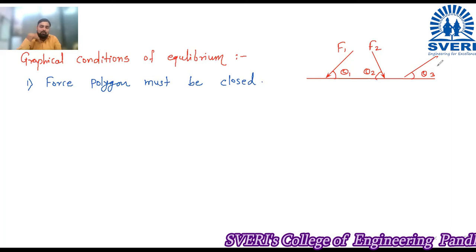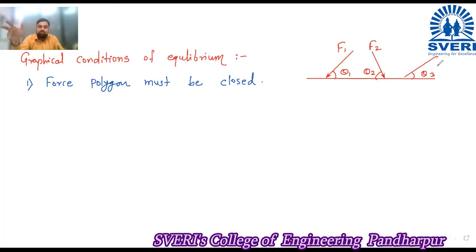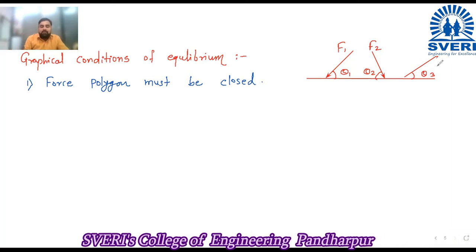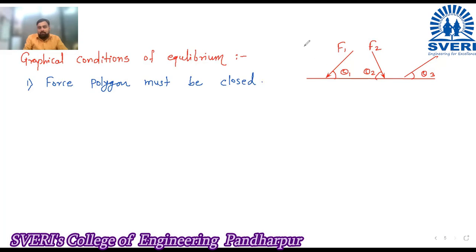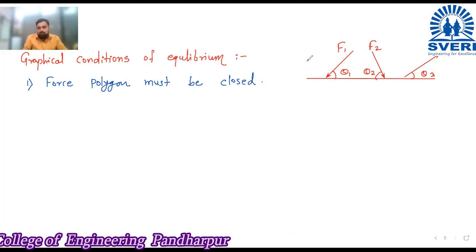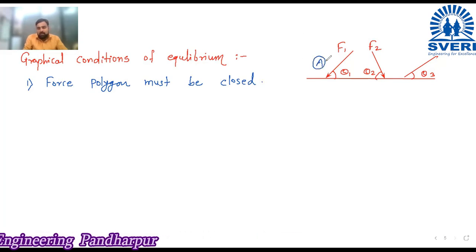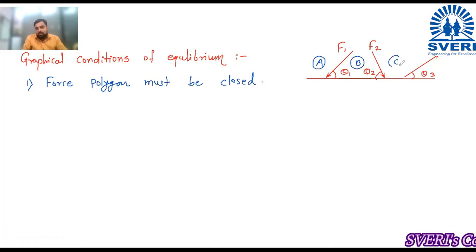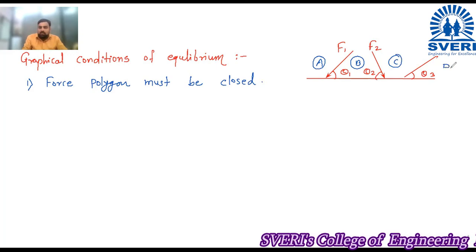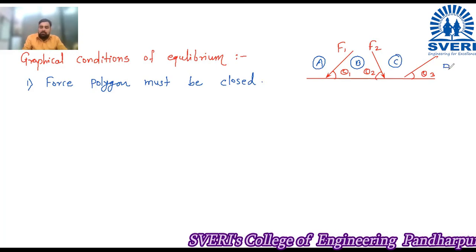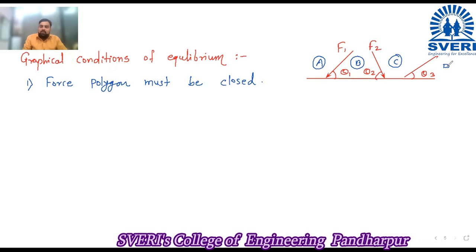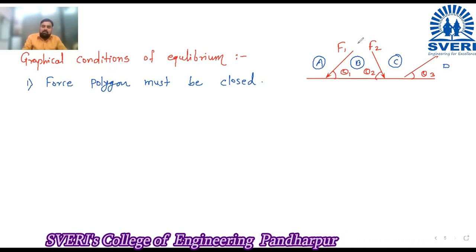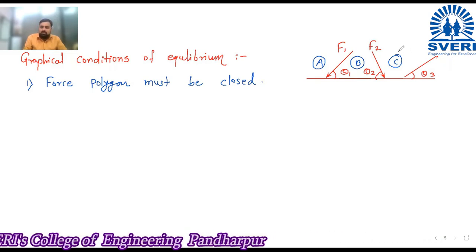Now the same thing, if I want to calculate the resultant of this force system by the graphical method, what I will do, I will give names here. Suppose this space is A. The space between F1 and F2, I will name as B. The space between F2 and F3, I will name as C. And after F3, whatever the remaining space, I will name as D. Or there is no need to name it as D, let it be that space.